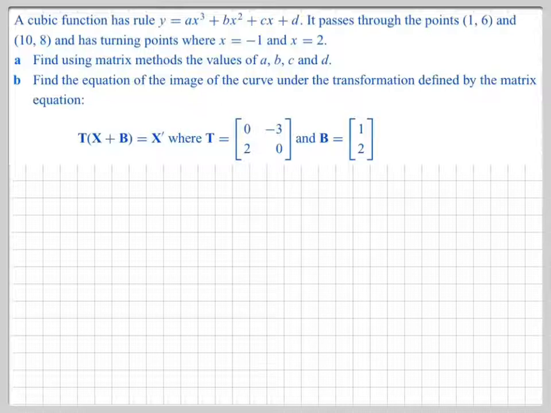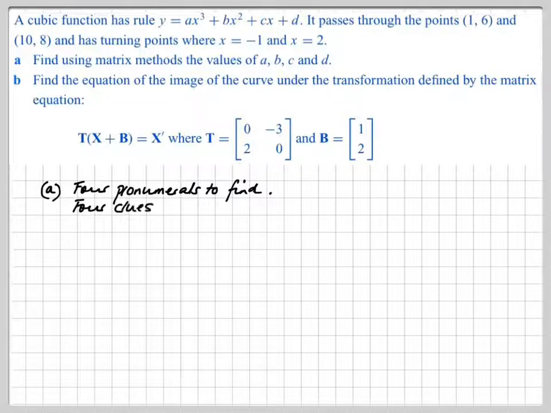Therefore, if we've got 4 pronumerals to sort out, if that's what they're asking us to do, yes it is. In part A, we can do that, no problem. But we have to use matrix methods. Okay, look, I'll show you how to do that. It's a piece of cake. Part A. Yeah, 4 pronumerals to find, 4 clues, which is 4 equations, and we just have to go through the motions and get it, guys.